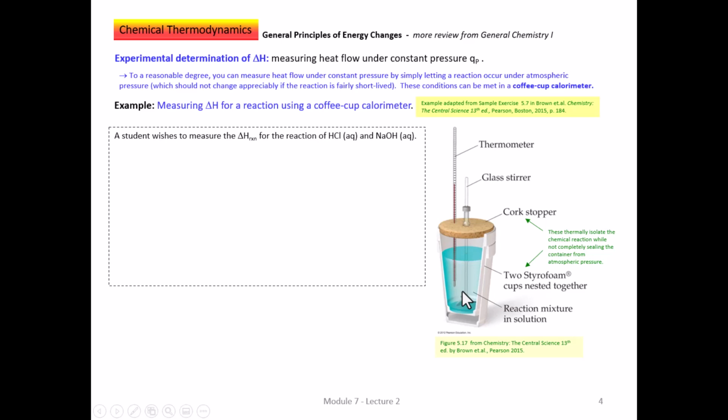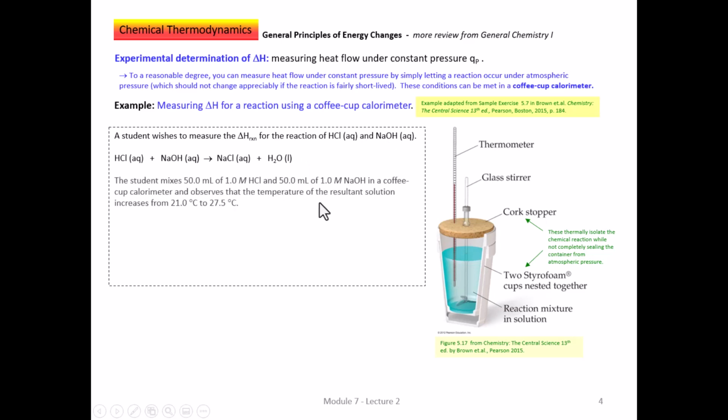Suppose a student wishes to measure the ΔH of reaction for a reaction of the strong acid HCl with some strong base, sodium hydroxide. This does produce heat. It's an exothermic reaction. Here's the balanced equation that ought to look familiar.